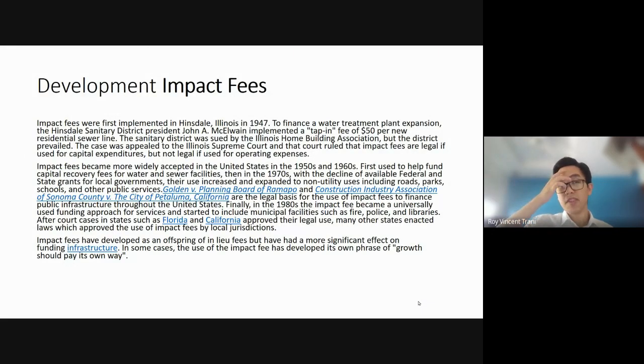So it's just an excerpt from Wikipedia for beginning your research or your understanding of these kinds of topics. Wikipedia is very useful, but I want to reiterate, don't use Wikipedia as a reference for your reports or assignments, or especially your thesis. But this is just for us to understand how impact fees came to be so prominent in the US. So I'll just quickly read here.